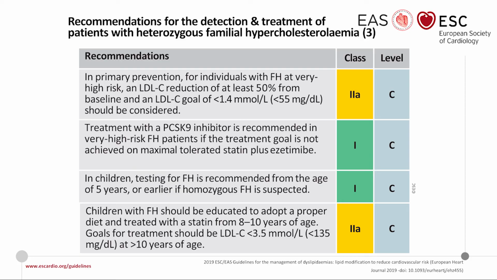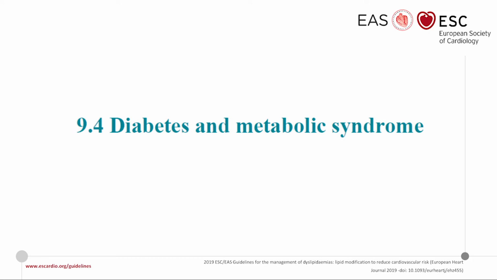In children, the testing for FH is recommended at an age of already 5 years, or earlier if homozygous FH is suspected. Children with FH should be educated to adopt a proper diet and treatment with a statin from 8 to 10 years, and the goals for treatment should be less than 3.5 millimoles per liter at 10 years of age or above. We then go to diabetes and the metabolic syndrome.